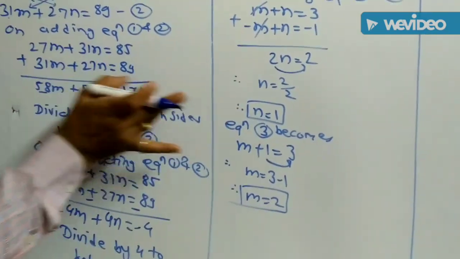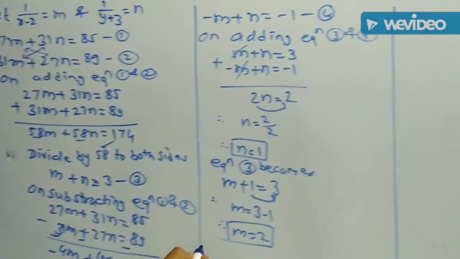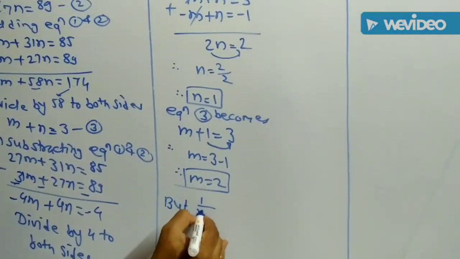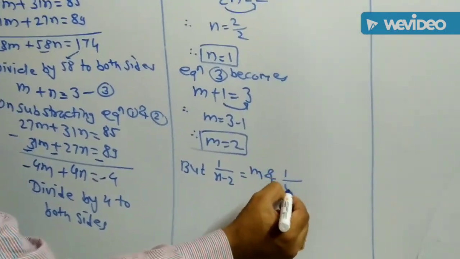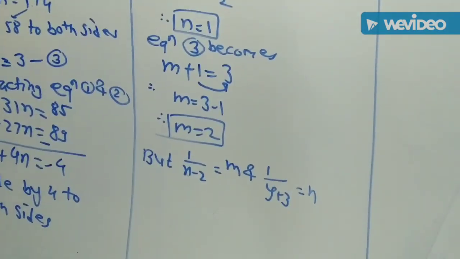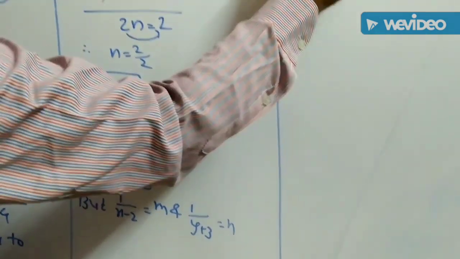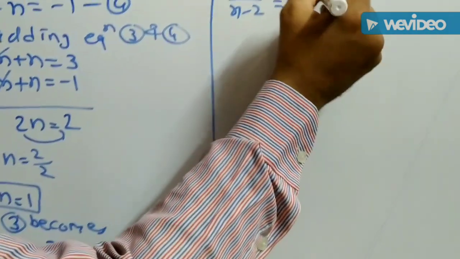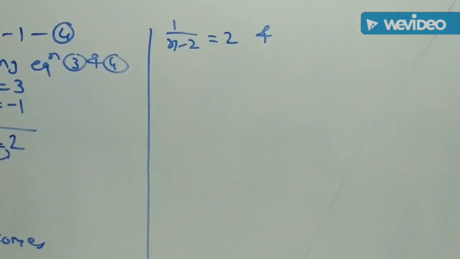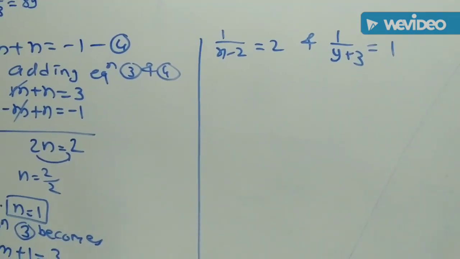But m and n are the new variables of the given equation. Therefore, instead of m and n, I write 1 upon x minus 2 is equal to m and 1 upon y plus 3 is equal to n. Now putting the values, 1 upon x minus 2 is equal to m, that is 2, and 1 upon y plus 3 is equal to n, and n we found is 1.